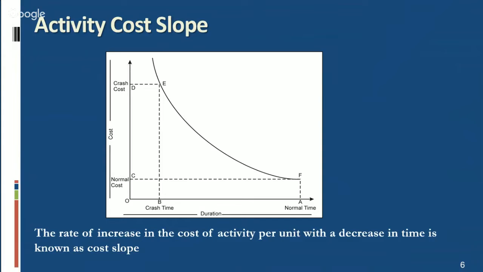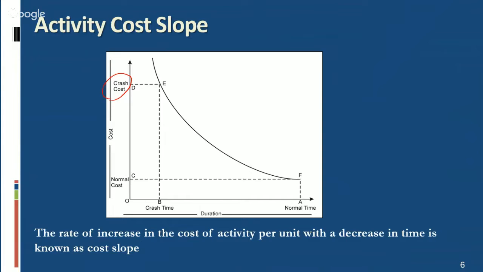Now, activity cost slope. To understand activity cost slope, we have to understand the concepts of activity cost, crash cost, crash time, normal cost, normal time, and cost slope. First of all, activity cost. Activity cost is defined as the cost of performing and completing a particular activity or task. Crash cost. Crash cost is the direct cost. Note, it is the direct cost that is anticipated in completing an activity within the crash time.